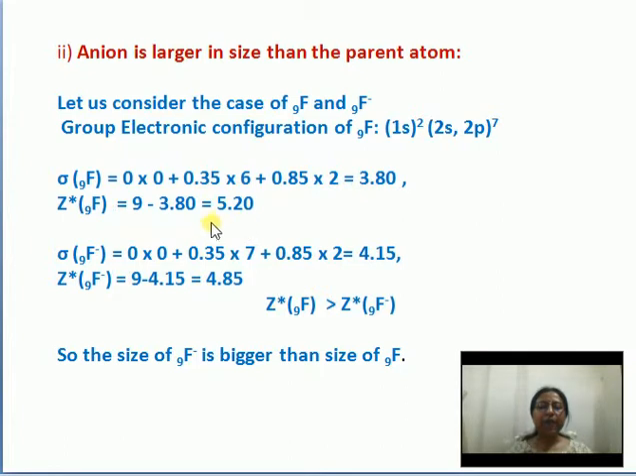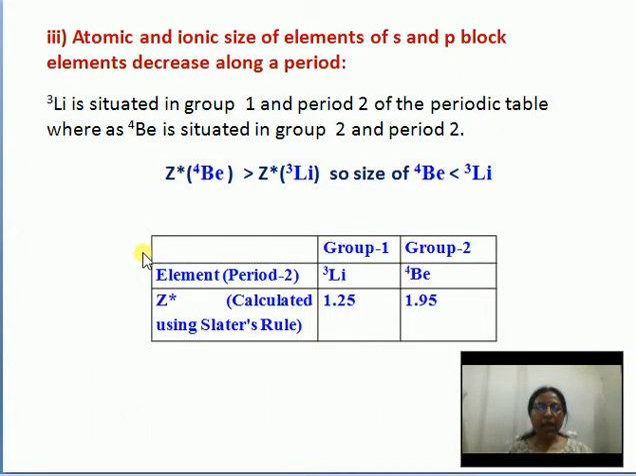So what is happening when we are going from fluorine to fluoride? The Z star is becoming less. So as the Z star is less, that means obviously the atomic size will be more for F minus. So using Slater's rule, we can say that the anion is larger in size than the parent atom.